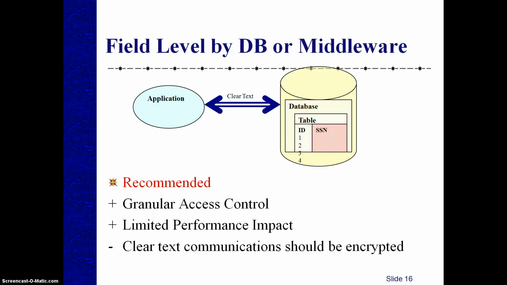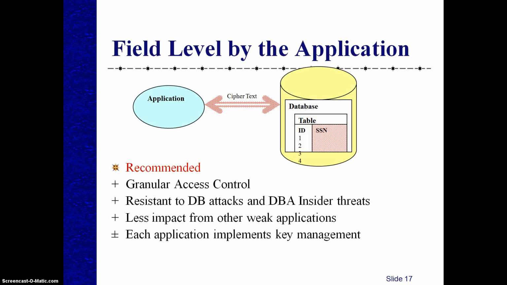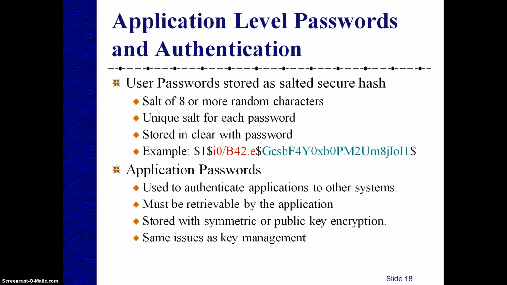Another encryption is field level, by DB or middleware. There is an application and database, and there is a layer between them. This is recommended because there is granular access control and limited performance impact, and clear text communication should be encrypted. Field level encryption by the application has less impact from other weak applications, and each application implements key management.